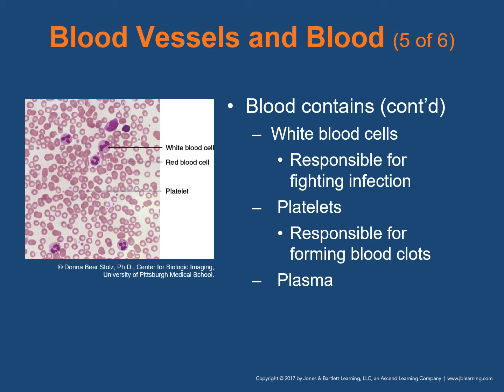We also have white blood cells and platelets. White blood cells help fight infection. Platelets help form blood clots. That picture is actually just a slide of blood showing you the different parts, the white blood cells, the platelets, the red blood cells. And those three are going to be carried in plasma, which is the liquid aspect of the blood.